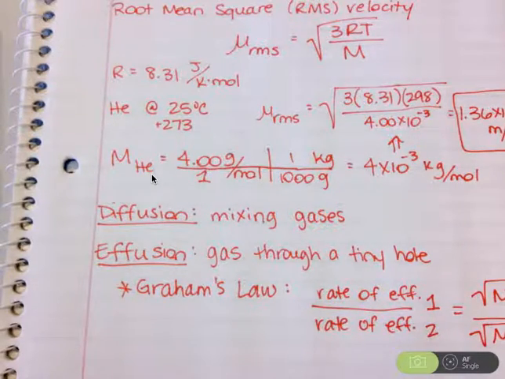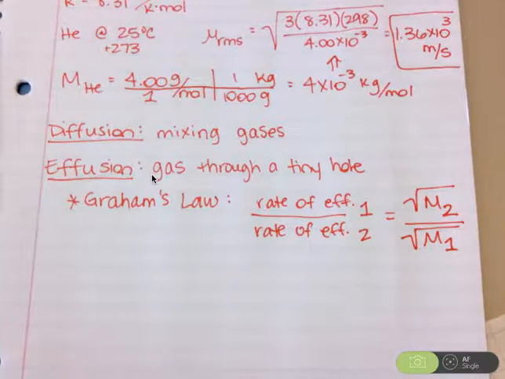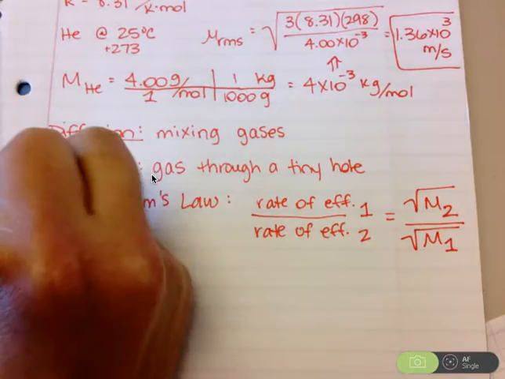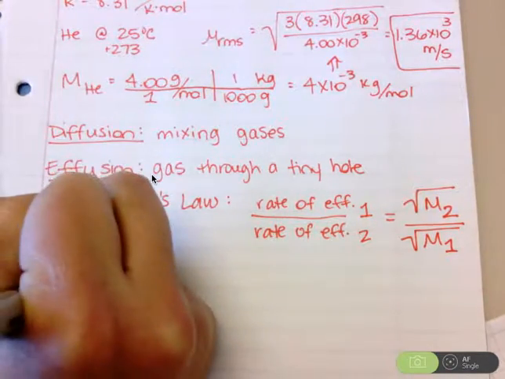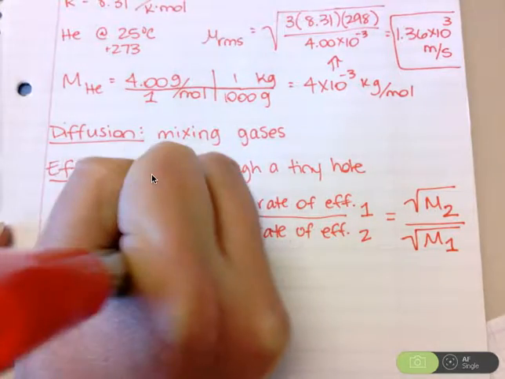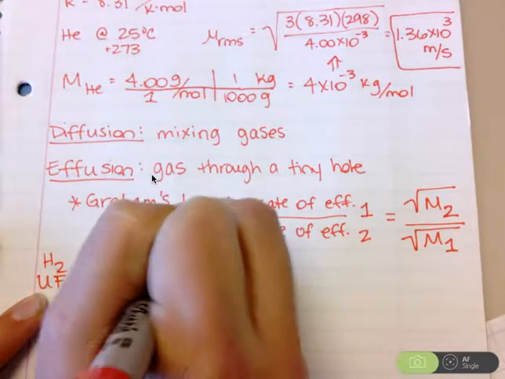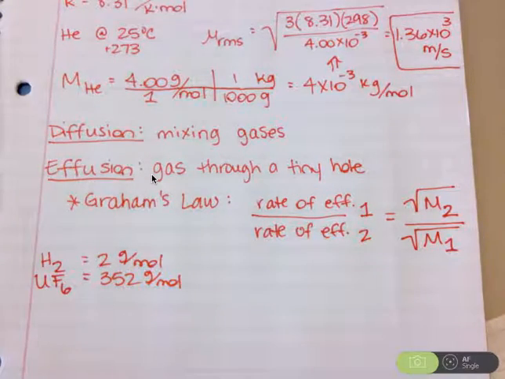Okay, so let's do an example. Let's say that we have the ratio of effusion rates of hydrogen gas and uranium hexafluoride, which is used in the enrichment process to fuel nuclear reactors. So if we have hydrogen gas and uranium hexafluoride, we need to find the molar mass of each of these gases. So I can find the ratio by using Graham's law. Hydrogen gas obviously weighs 2 grams per mole. Uranium hexafluoride weighs 352 grams per mole. So they have very distinguishable molar masses.